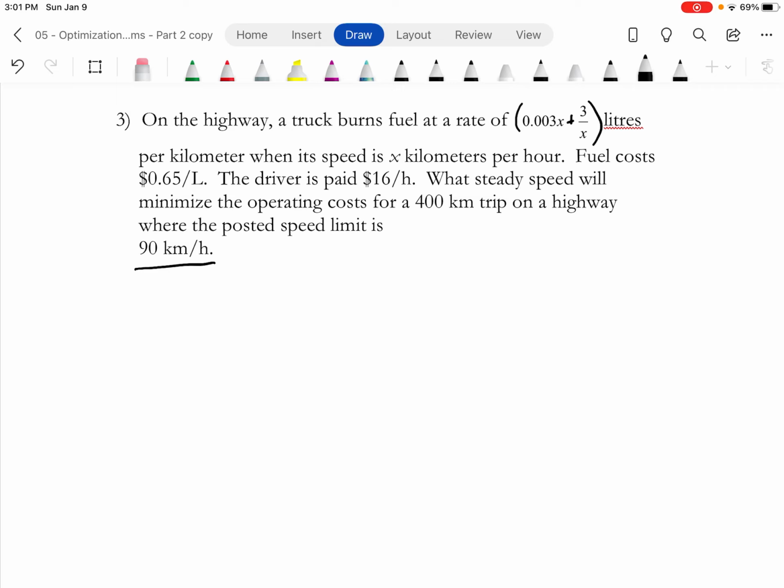Okay, well, this one's different than the other ones. It doesn't have a lot of substitution in it. It's got some thinking about the cost. So I want to walk through this carefully and talk about what are the operating costs for this truck. And the costs are made up of two things. I'm not going to do it with letters yet. I'm just going to make a word equation. There's going to be two costs for this. There's going to be the cost for the fuel, and then the cost for the driver.